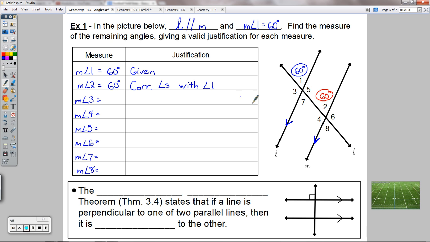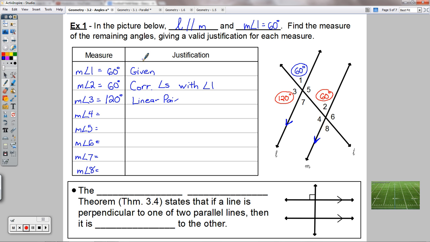I might jump around a little later, but based on what I have in the picture, I can see 1 and 3 would form a linear pair. So that would have to be 120 degrees. It's just 180 minus 60. So this one, 120 degrees. And my justification for that, I could say a linear pair.